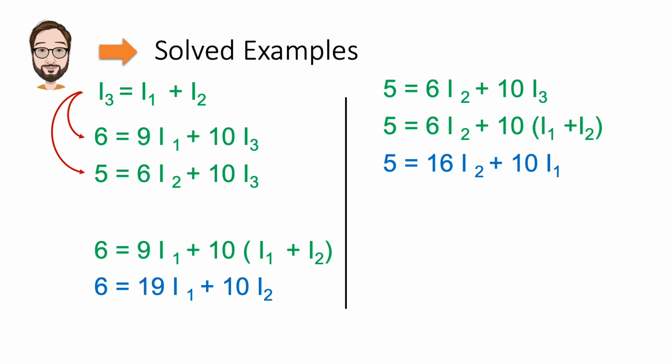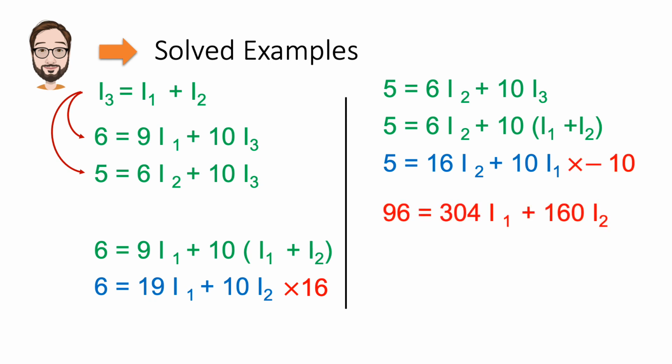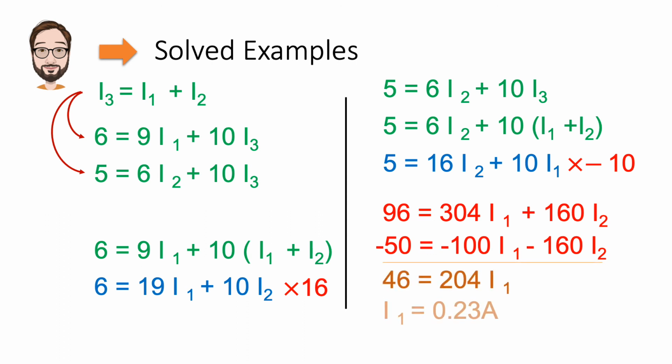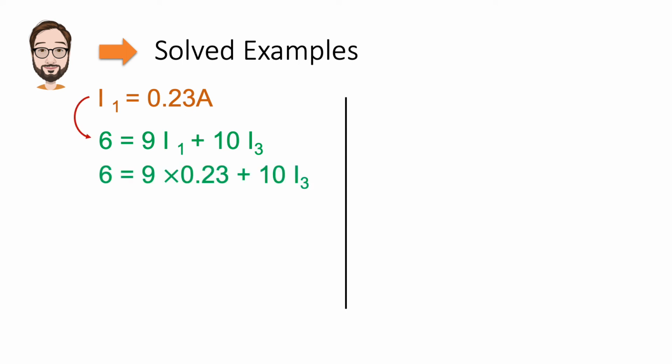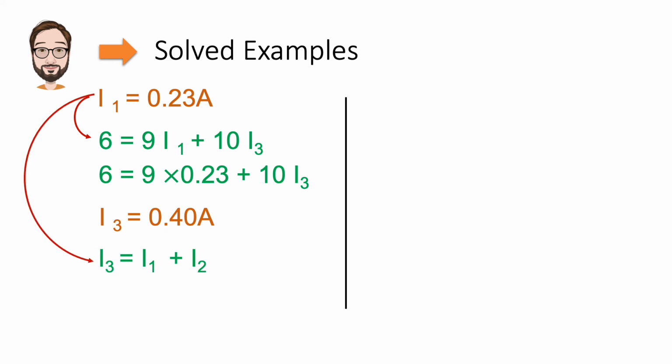Now both equations are in terms of I1 and I2. So I need to solve them simultaneously. I'm going to multiply the first one times 16, and then the second one times negative 10, and then add them up. And the result says that I1 equals 0.23 amps. Now I'm going to use this, that I1 equals 0.23 amps, in here. So I3 equals 0.40. And finally, I'm going to substitute in the junction rule to reach that I2 equals 0.17 amps.